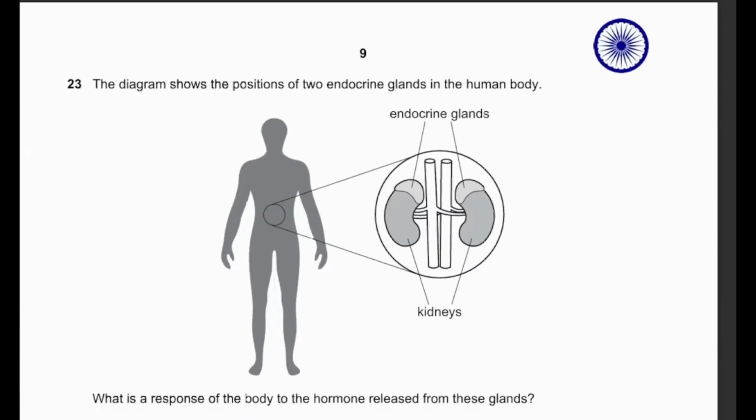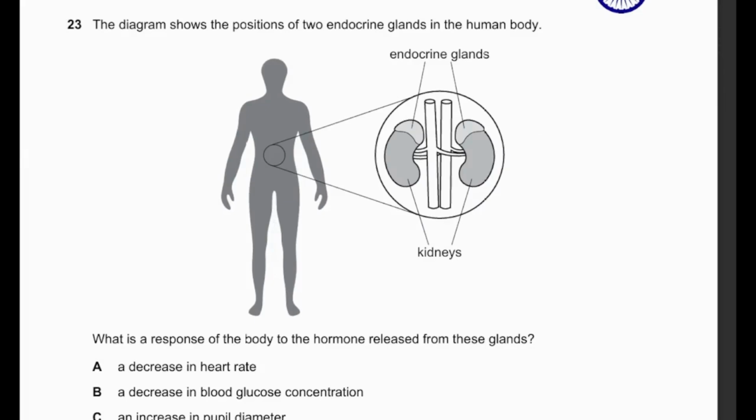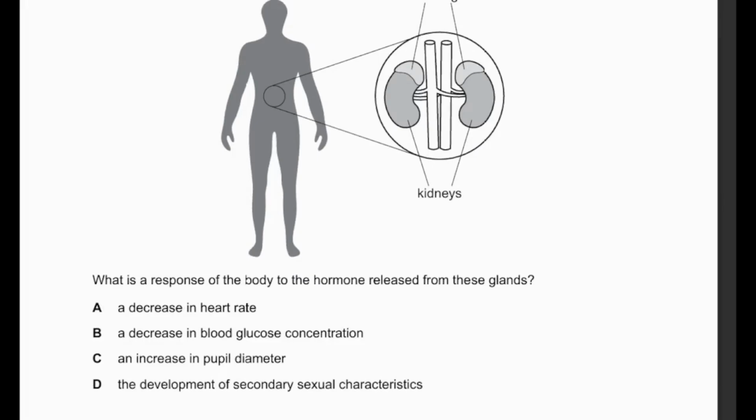Next one, the diagram shows the position of two endocrine glands in the human body. Which one are they showing here? Above the kidney, it's an adrenal gland. And what is the response of the body to the hormone released from these glands? So they're asking you, what are they doing here? Do they decrease the heart rate? The adrenal gland releases a hormone called adrenaline, and this hormone is also called the fight or flight hormone.